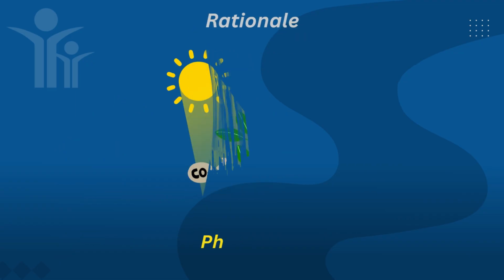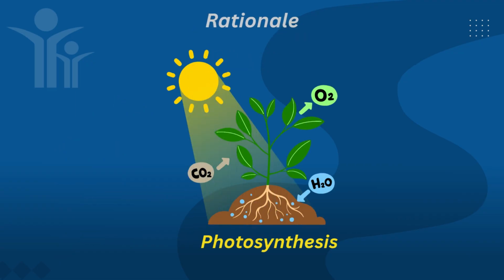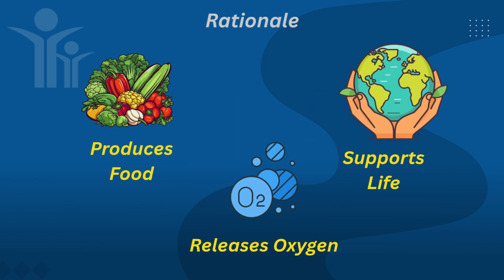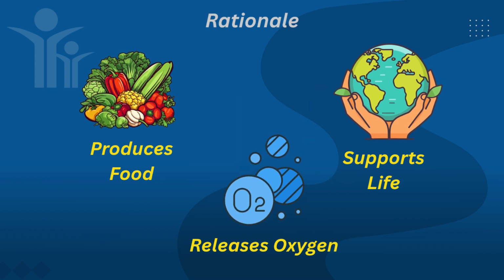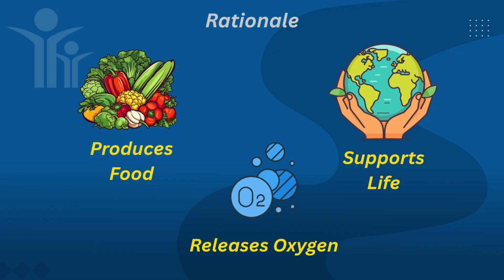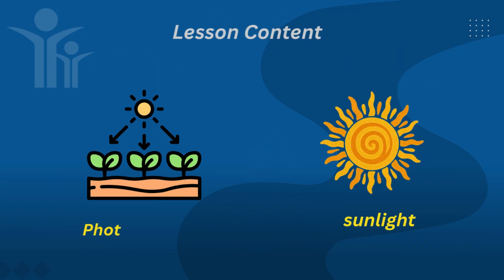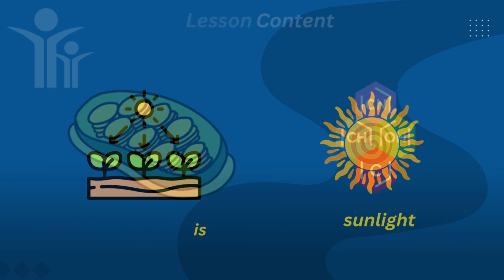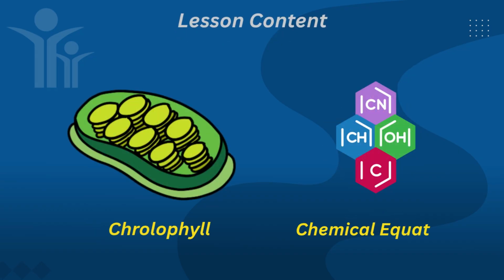The rationale explains why this lesson is important and how it benefits students. In this example, students learn how photosynthesis supports plant growth, produces oxygen, and contributes to the Earth's ecosystem. The lesson content section summarizes the key concepts that will be covered during the lesson. Here, we have included the major topics related to photosynthesis that students will study.